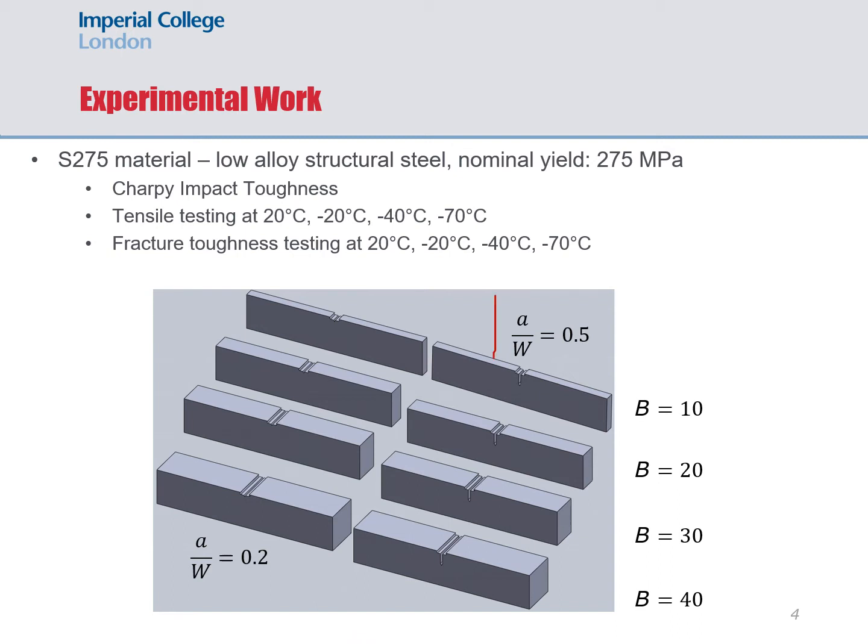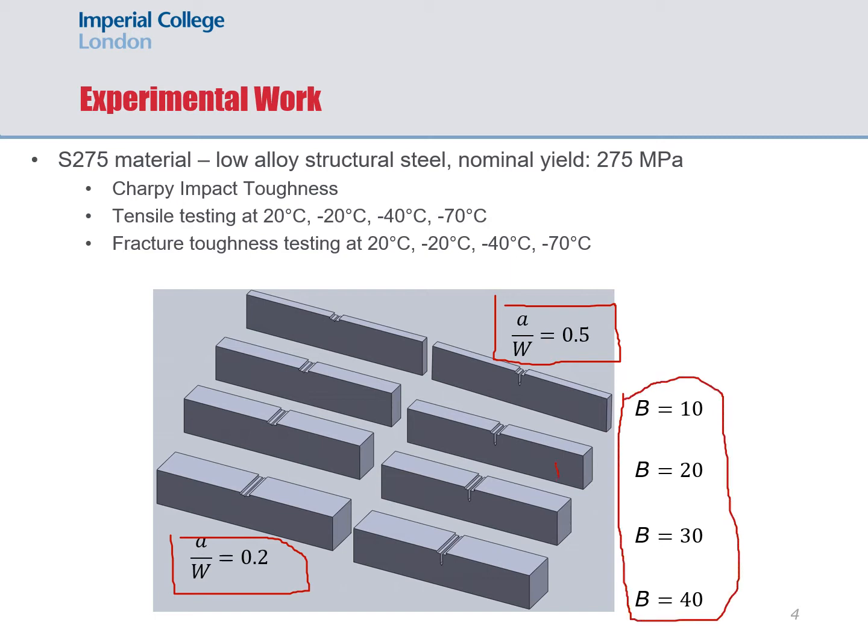So here you can see the highly constrained samples with a/W ratios of 0.5, and here you can see some shallow notched specimens with a/W values of 0.2. In order to assess the out-of-plane constraint conditions, specimen thickness was modified as shown here, and you can see here and here are the standard geometry types that are accepted by most fracture toughness testing methods. All other geometries are considered non-standard geometries.